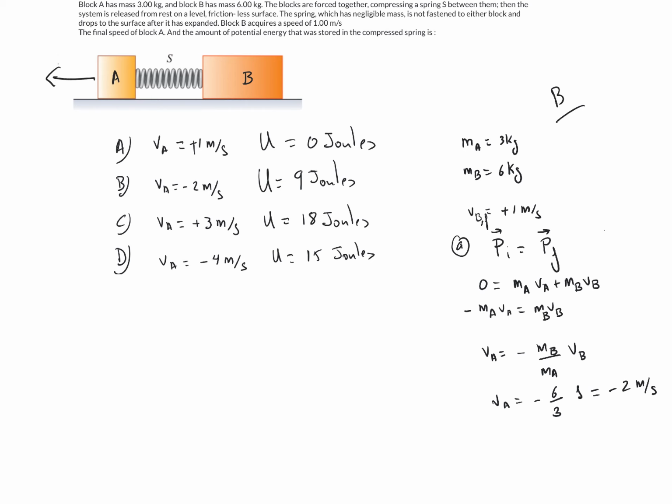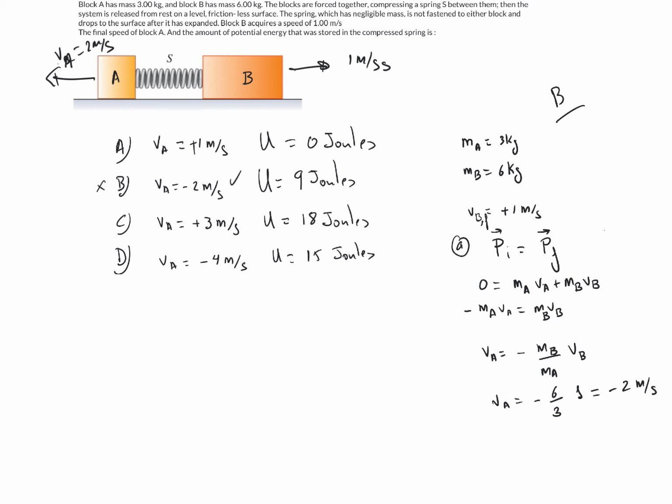So the final state is that A is moving to the left with 2 meters per second. It's minus 2 meters per second, so the magnitude of the velocity of A is 2 meters per second, and B is moving, as the problem says, 1 meter per second. So we respond to the question. The correct answer should be the one that shows this velocity.